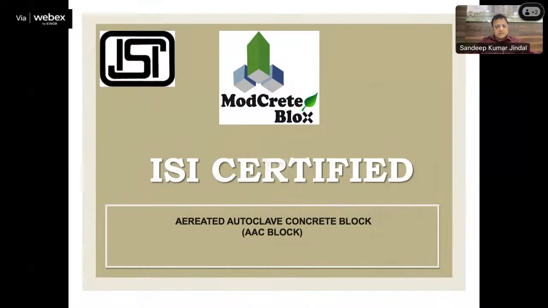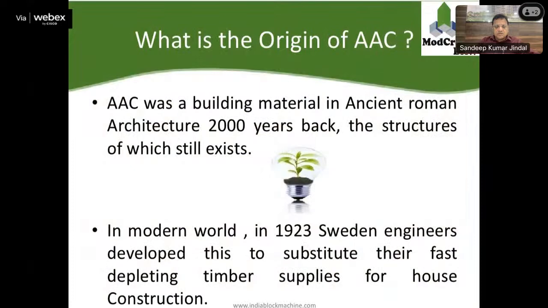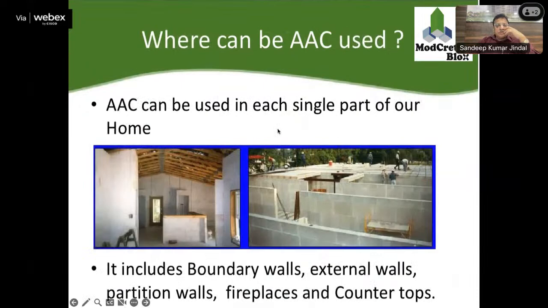See, ISI certificate, ISO certificate, LEED certified, green product, that's a commercial aspect of it. But if I go for the origin of AAC blocks, it dates back 2000 years. The evidences are there, but in the recent modern world, in 1923, about 100 years ago, the Swedish engineers developed this as a replacement for the timber walls. It can be used in any part of the house, boundary wall, external walls, even the ceilings can be arranged. The roofs can also be done when it is reinforced.